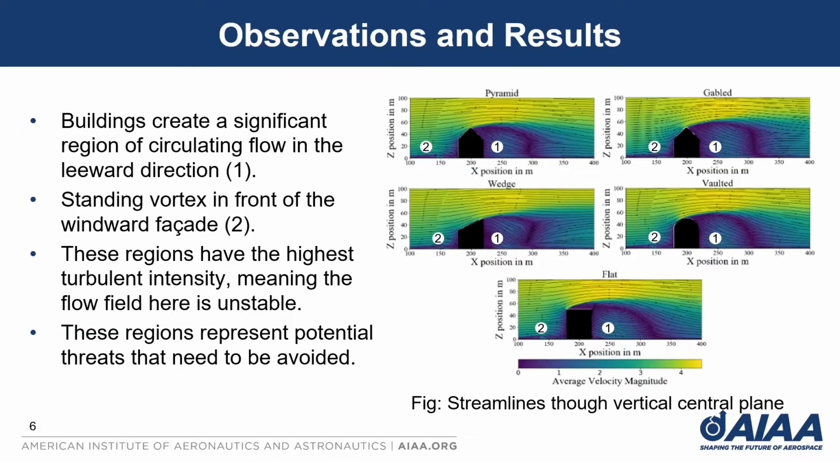Let's talk about the large eddy simulation results. To the right on this plot, you can see the streamlines through the vertical central plane. The buildings create a significant region of circulating flow in the leeward direction, which can be seen by the indicator number 1. And number 2 represents the standing vortex in front of the windward facade. And you can see in this recirculating flow indicated by number 1 that the flow in this region is very complex. And these regions have the highest turbulent intensity, meaning that the flow here is very unstable. These regions represent potential threats for UAS that need to be avoided.